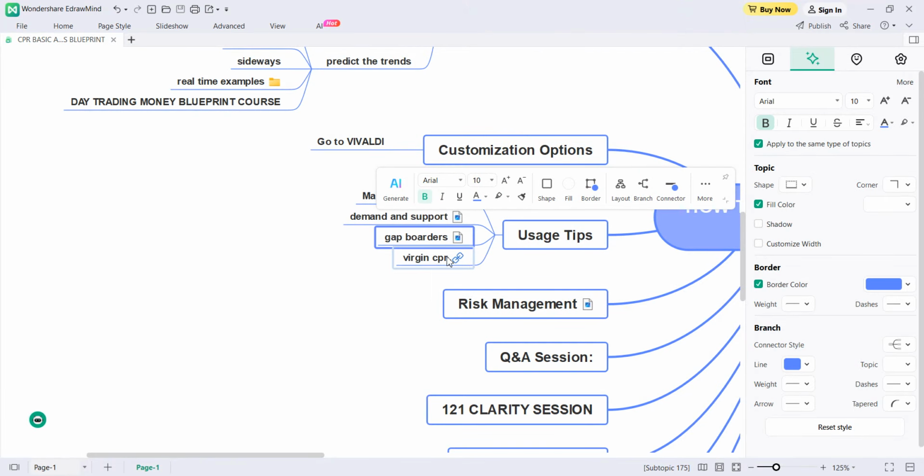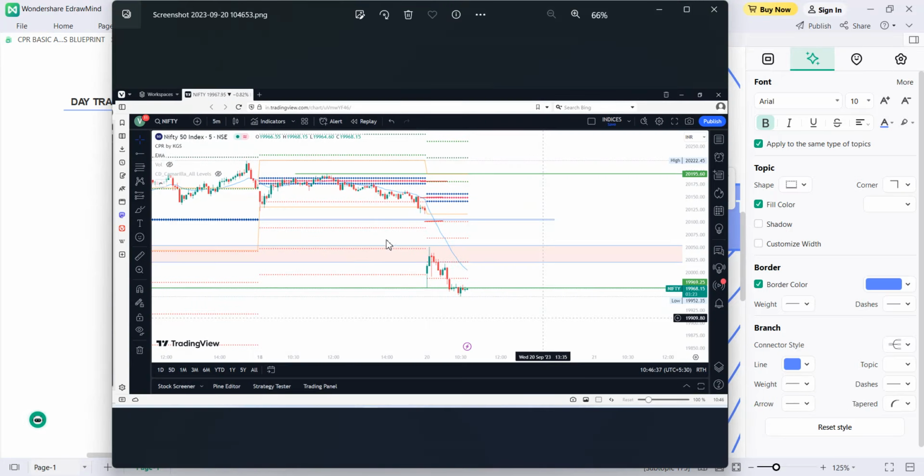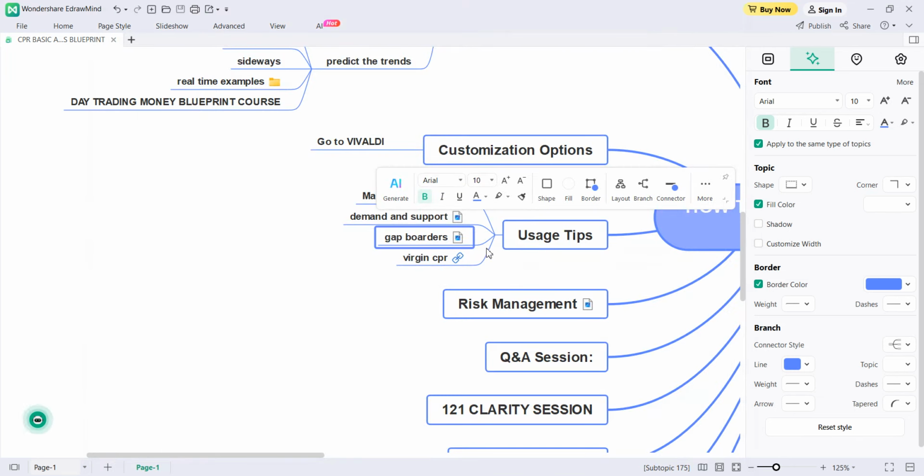Now the virgin CPR. A virgin CPR is one where the price didn't go into the CPR. This is called virgin CPR. We mark this virgin CPR with this pink line. This is a virgin CPR from previous days. When we mark it before the market opens, and there is a bearish move happening here, see, there is a rejection from this level. There is a rejection from this level. This is how we use the strong supports and resistances here.